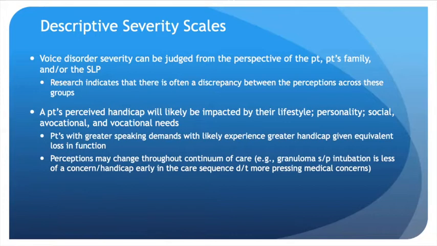Regarding descriptive severity scales, voice disorder can be judged from the perspective of the patient, from their family, and the SLP. It's good to get a severity rating from each person. What the patient thinks of their dysphonia is highly important because they're the one using their voice. The patient's family matters because they're most likely the primary people the patient is communicating with. And the SLP is the trained individual, so they have the benefit of perspective, seeing how functional the patient is relative to neurotypical or normal functioning individuals. There will often be a discrepancy between these 3 groups, but all 3 are important.